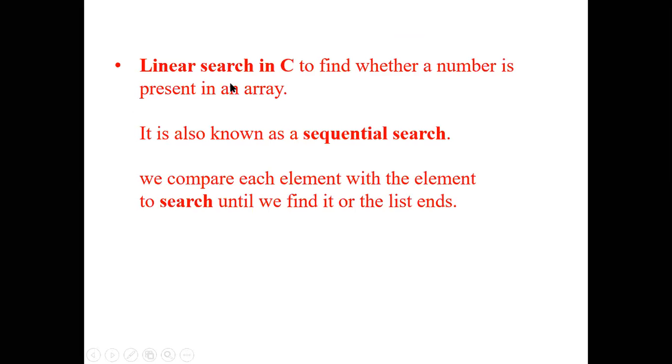So what is linear search? Linear search in C is used to find whether a number is present in an array. That particular number we call a key. This linear search is also called a sequential search. We compare each element with the element to search until we find it, or we reach the end of the list. So we'll be searching the key with every element in an array till we find that key element, or till we reach the end of the array.